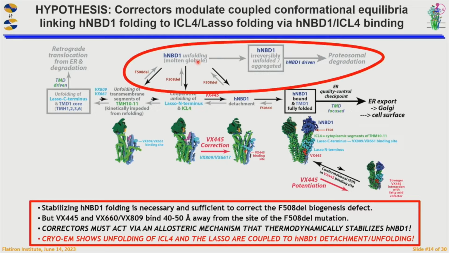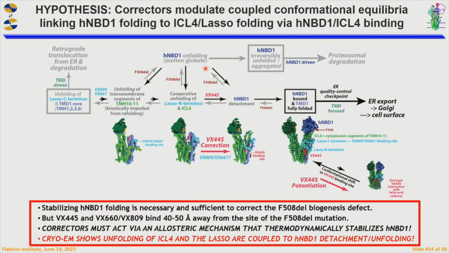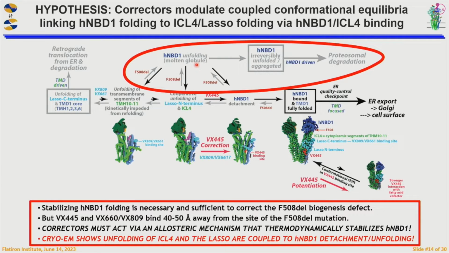When F508del NBD1 unfolds, it is extremely aggregation prone. It is rapidly targeted for degradation, probably based on some aspect of detecting its aggregation-prone tendencies. Comparable mutations in NBD2 don't really do anything. There's something about the unfolding of NBD1 that causes the degradation, and reversing the unfolding defect is necessary and sufficient to correct the disease defect. So how does that work?